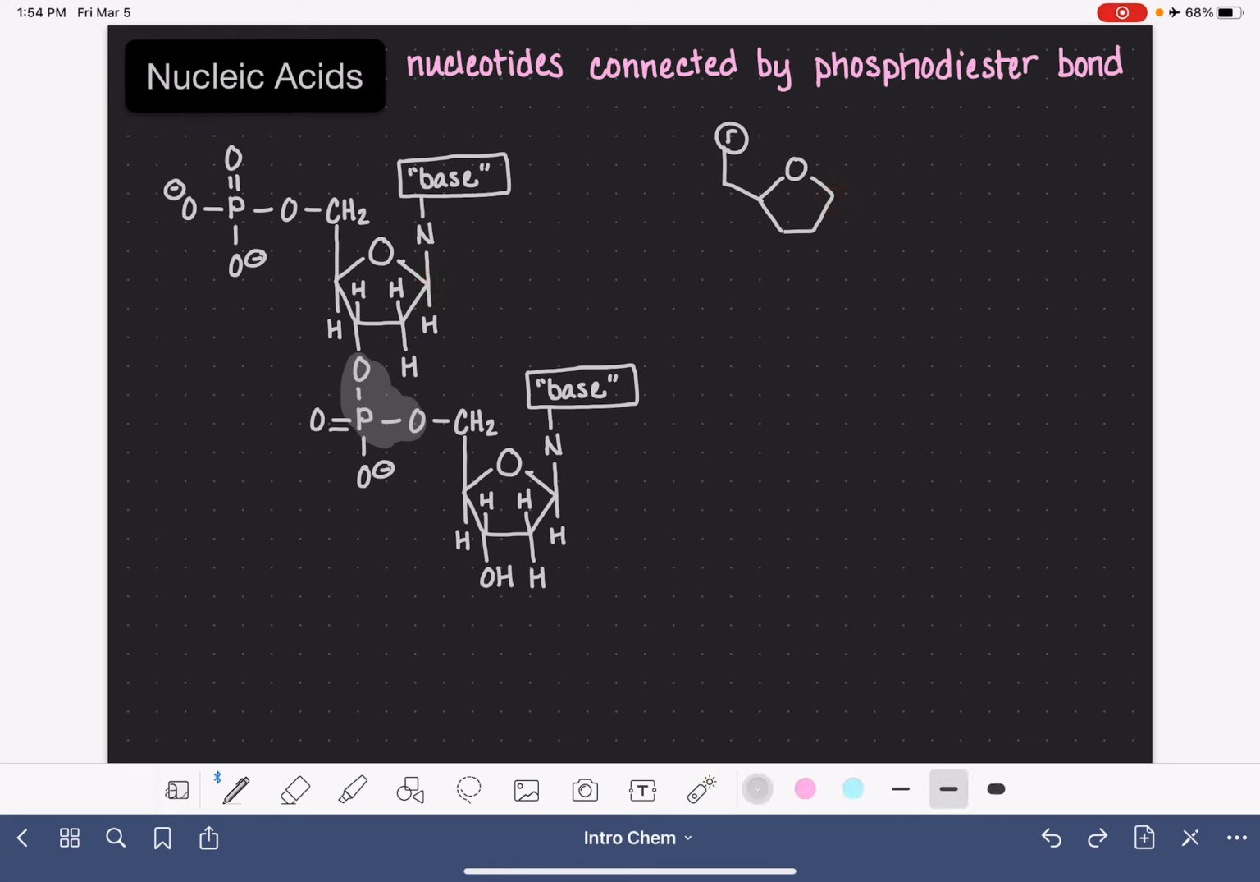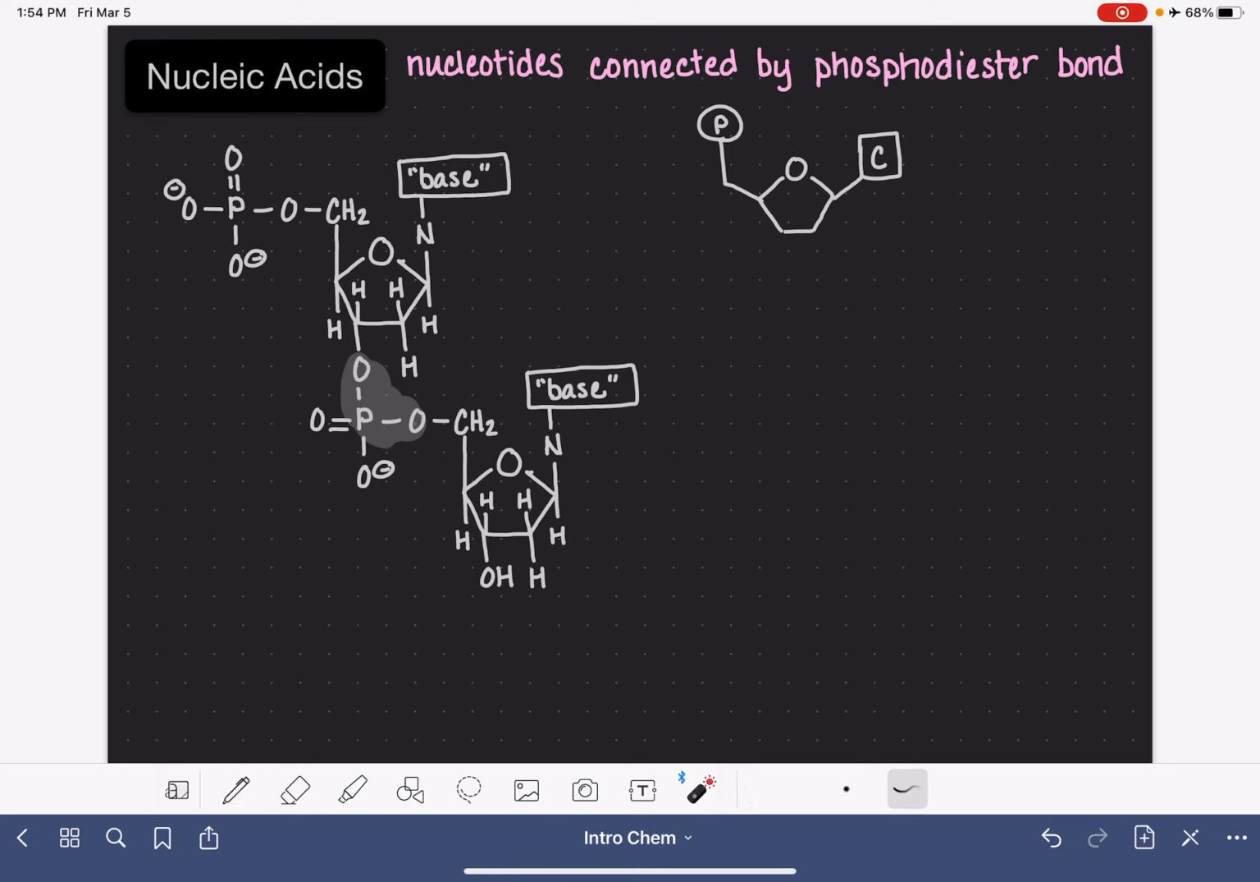I don't know what happened to my phosphate. There we go. So we're going to just draw a point of attachment for this base. And I'm going to use a box to represent the base. And a lot of times inside this box, we'll just write the 1-letter abbreviation for the base. So maybe this is the base, we'll abbreviate it with the letter C. And I'm going to make my phosphate a little bit bigger.